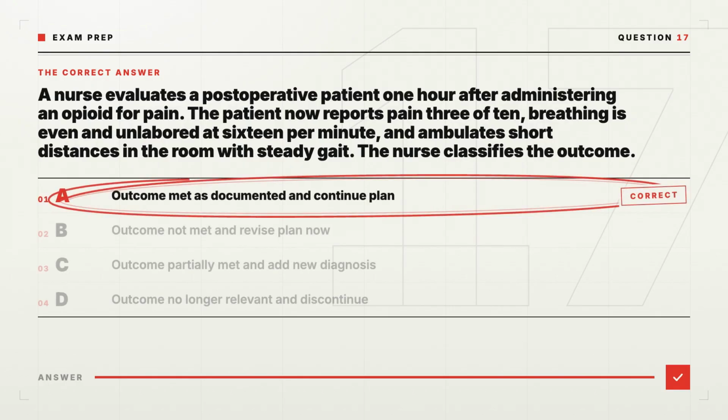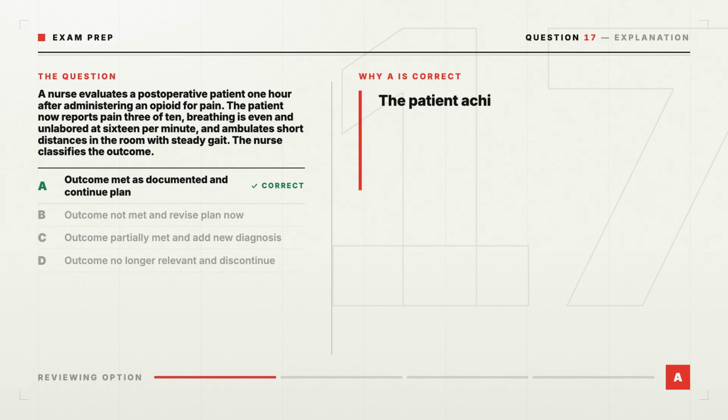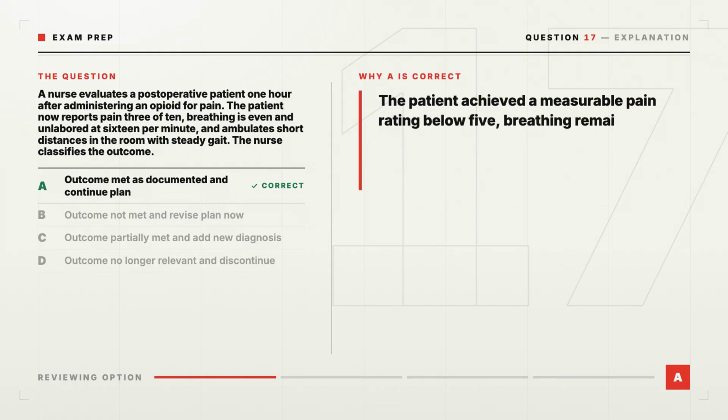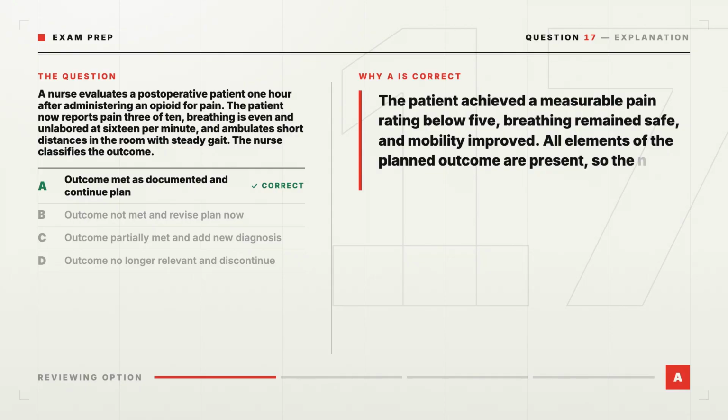The correct answer is A. Outcome met as documented and continue plan. A is correct because the patient achieved a measurable pain rating below 5. Breathing remained safe and mobility improved. All elements of the planned outcome are present, so the nurse documents the outcome met and continues current care.